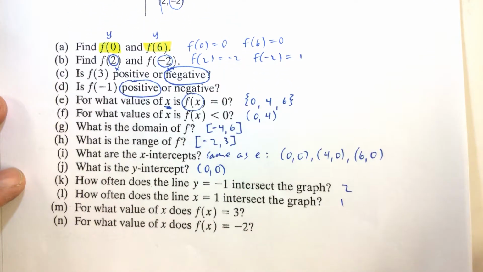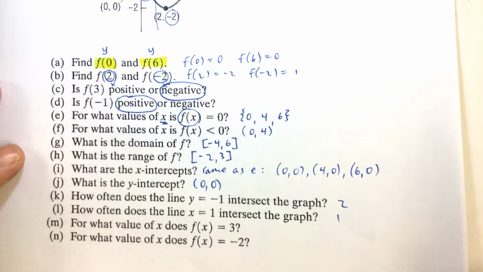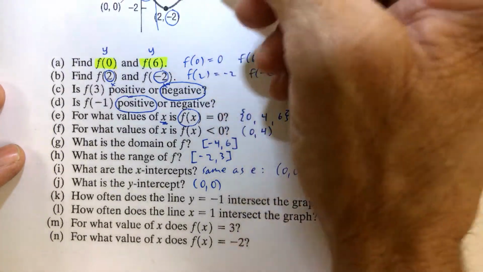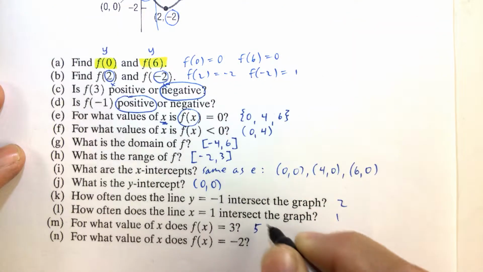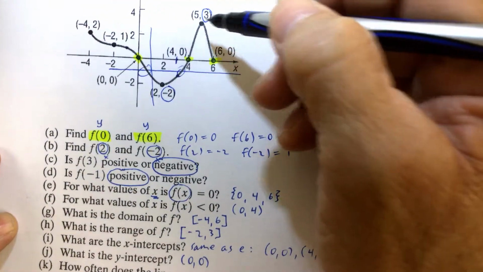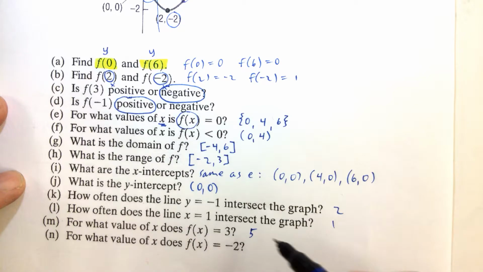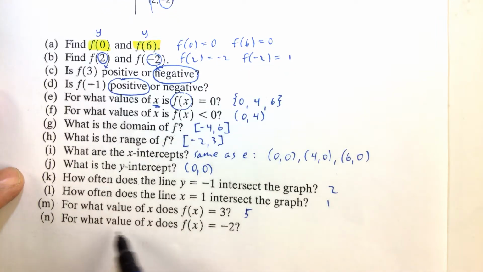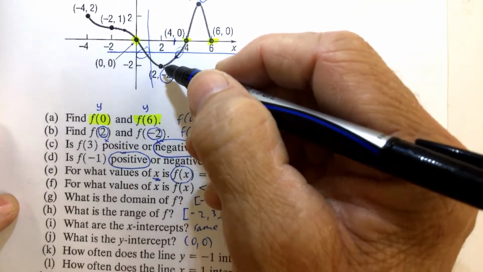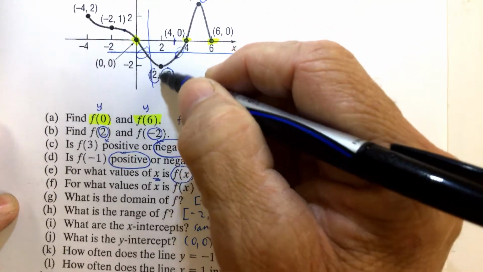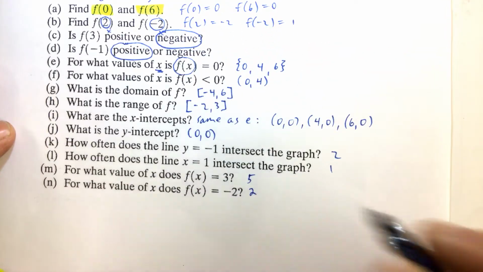And then for what value of x does f of x equal 3? Well, f of x is equal to 3 when x is equal to 5. So the point (5, 3) is on the graph. And finally, for what value of x does f of x equal -2? We can see the point (2, -2) is on the graph. So therefore, the x value when y is equal to -2 is 2. And there you have it.